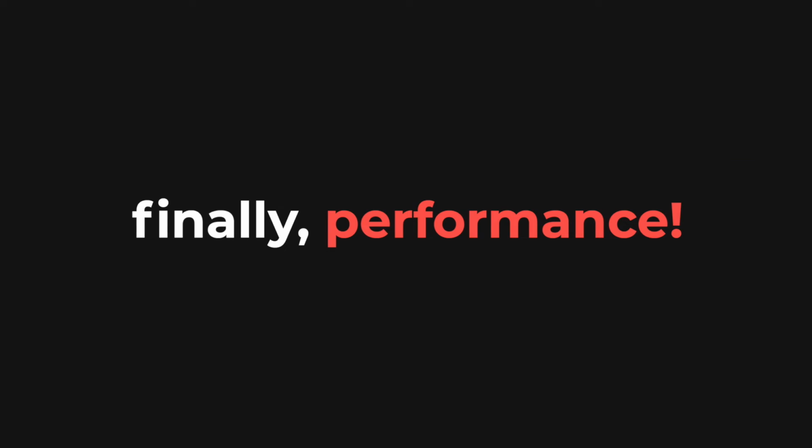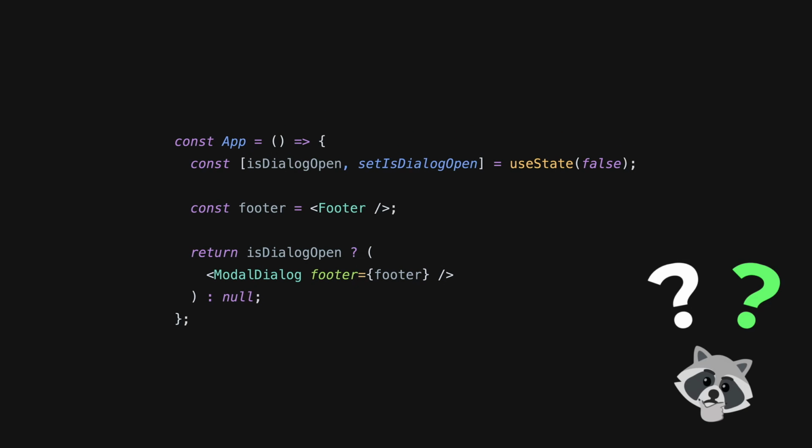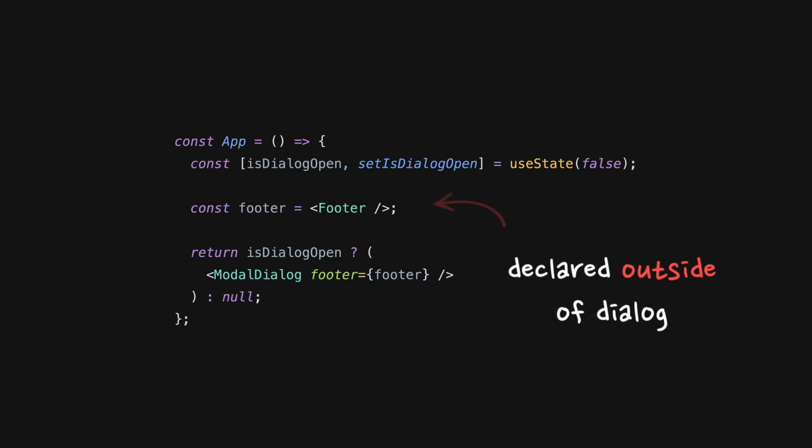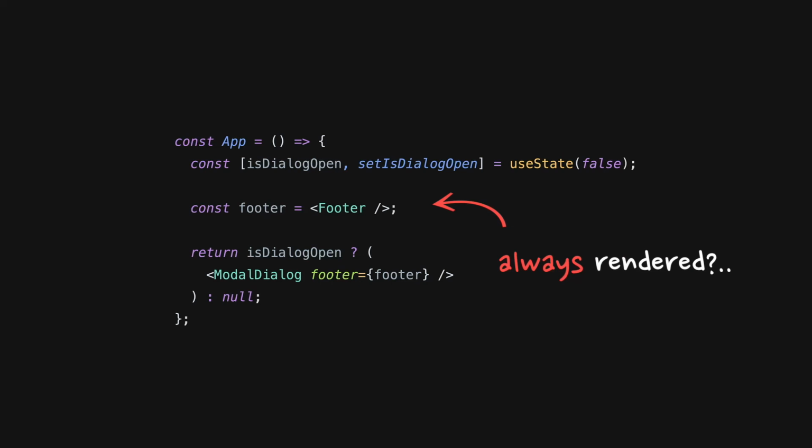Another concern that sometimes arises with this pattern is performance. Look at the code here. We have an app component that controls the dialog state, the dialog itself, and its footer in a constant. The question with which even experienced developers struggle sometimes is this. The footer is declared outside of the dialog. It's there even if the dialog is closed and the state is false. Does that mean that the footer will always be rendered, even if the dialog is not on the screen? Won't this slow down the app component?